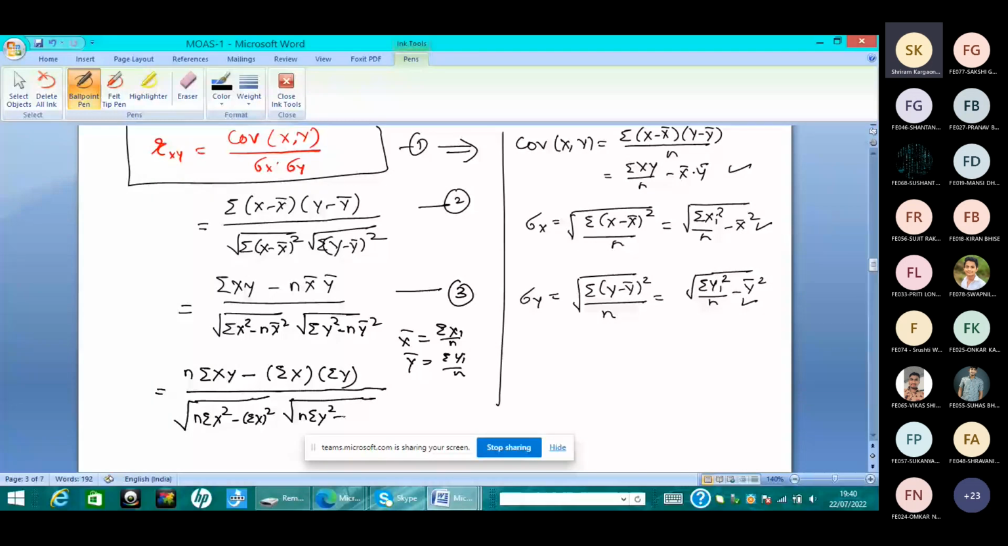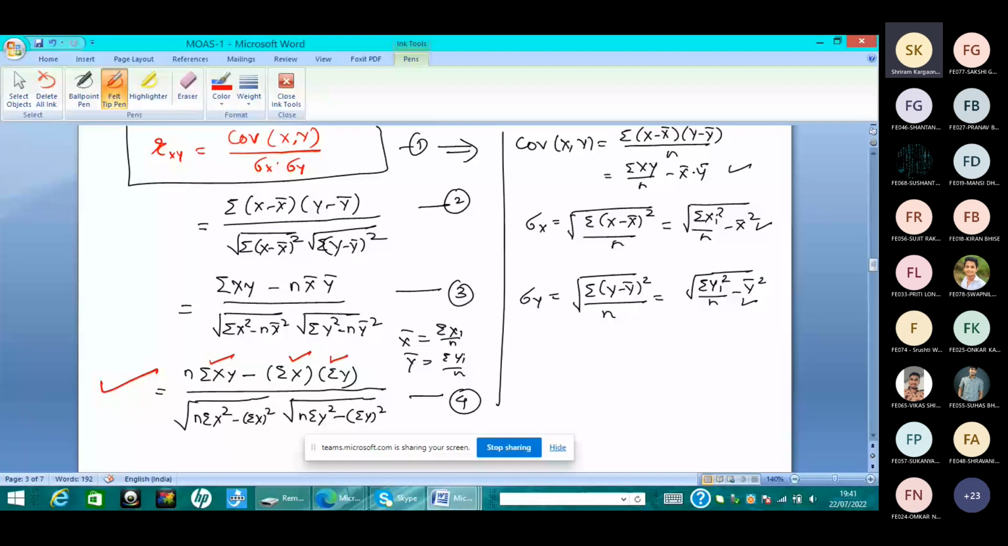When you have all the totals, then you can use this formula without going to this. So summation xy, you know, summation x, summation y, you know, and summation x square, y square, you know, then you can directly put into this formula. So when you have all the totals, then you can directly go to this. So these are the various forms.